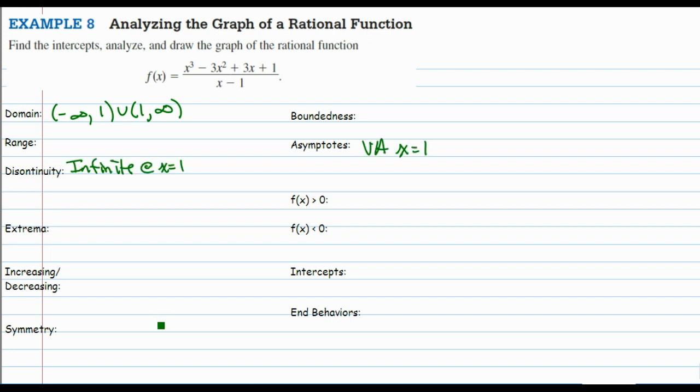I'm going to plug in negative x to see what kind of symmetry this function has. Since I ended up with not completely the opposite or exactly the same thing as I started with before plugging in negative x, that means I have neither odd nor even symmetry.